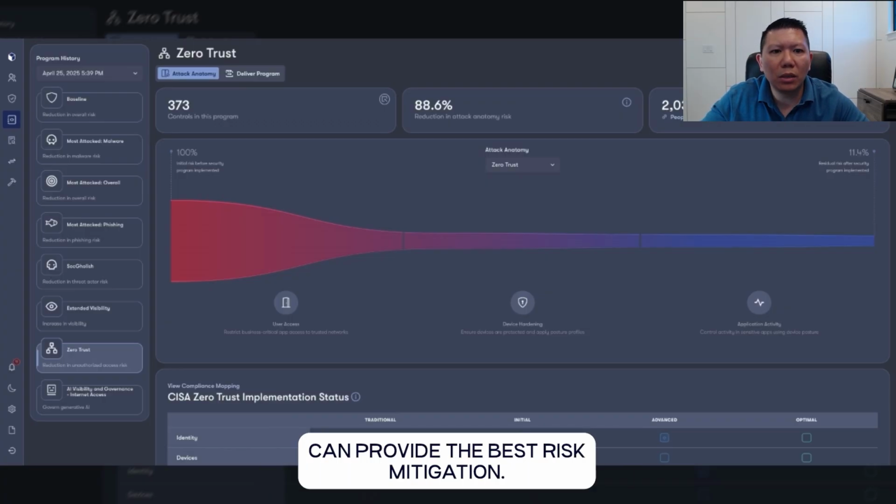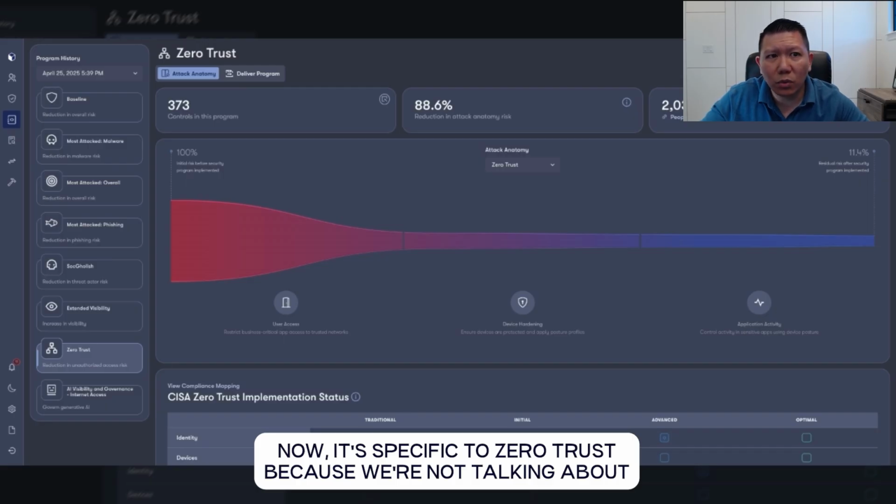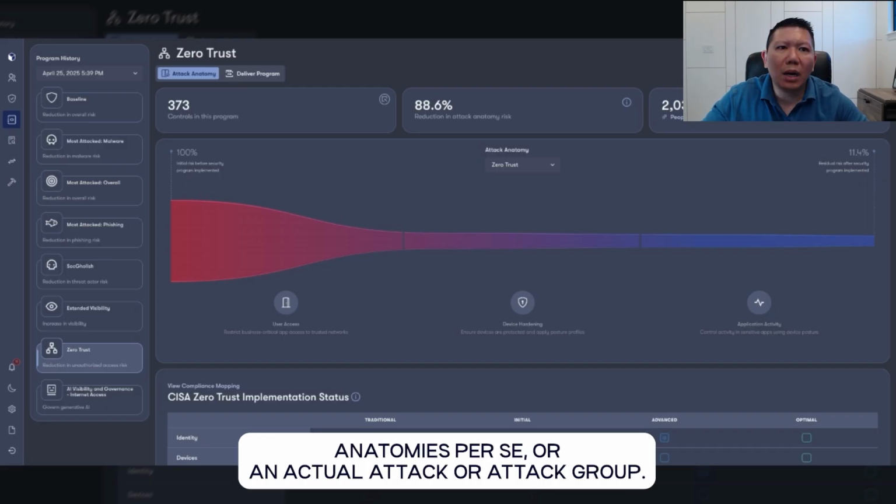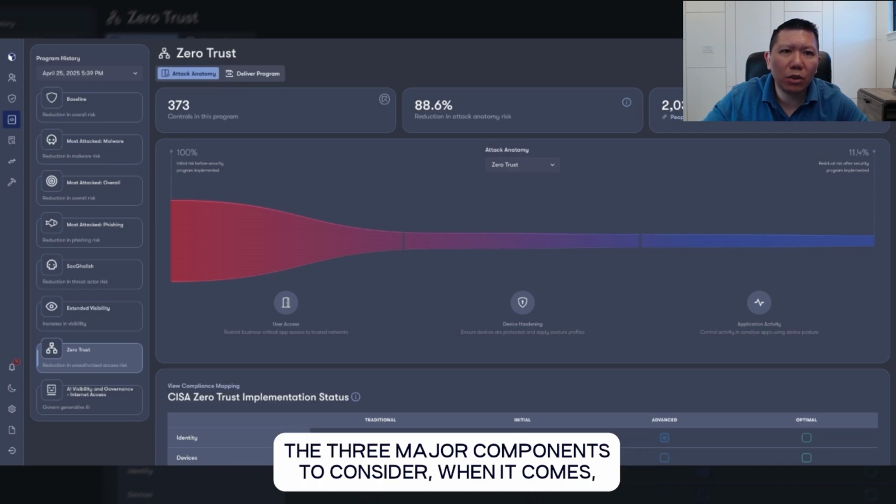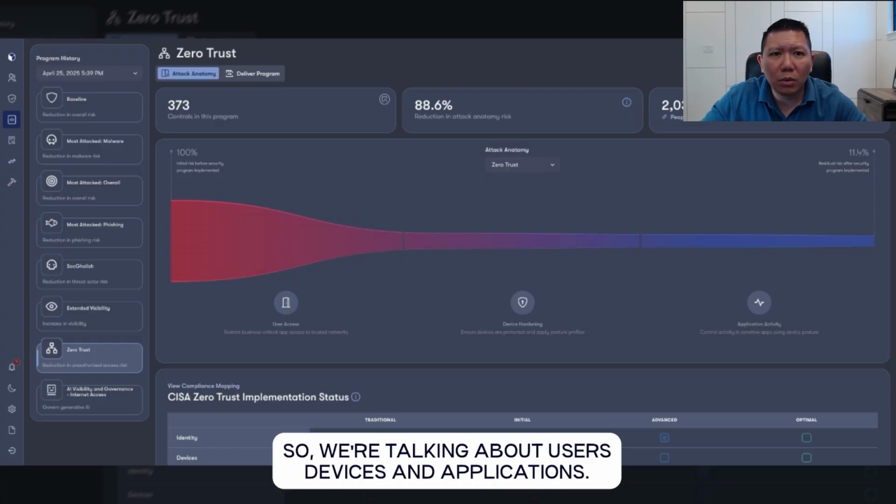Now, it's specific to zero trust because we're not talking about anatomies per se or an actual attack or attack group. What we've done is essentially model the three major components to consider when it comes to zero trust. So we're talking about users, devices, and applications.